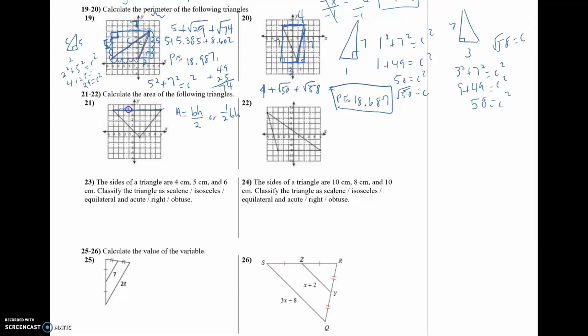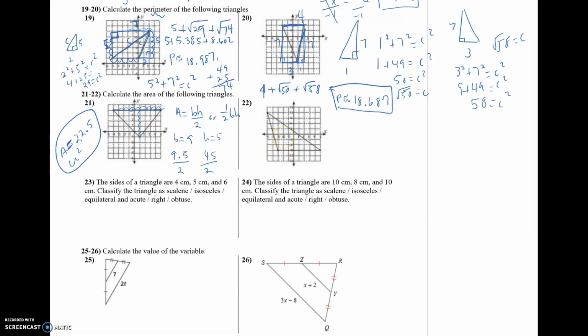So this is 1, 2, 3, 4, 5, 6, 7, 8, 9. So my base is 9. My height is 1, 2, 3, 4, 5. If my base is 9 and my height is 5, I'm just going to do 9 times 5 divided by 2. And that is what? 45 divided by 2. So our area is 45 halves, or I could think of that as equal to what? 22.5 units squared.